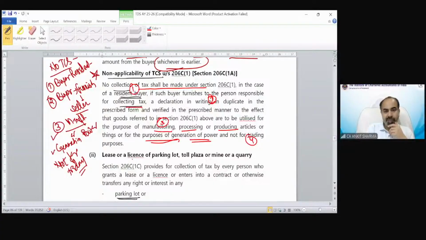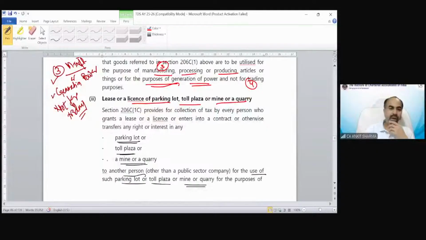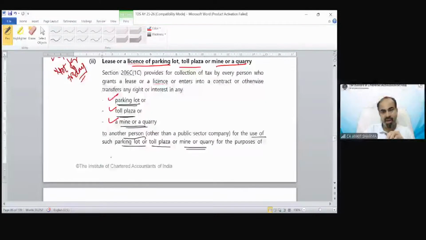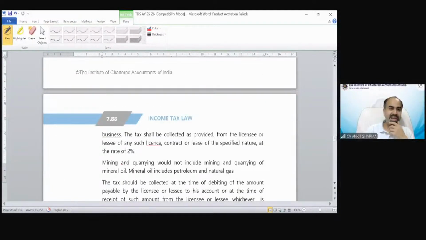Other tenders are for parking lot, toll plaza, mine, or a quarry. So if you are into these three businesses, parking lot, toll plaza, or mining or a quarry, in that case, the TCS rate would be 2%. All three would be the same. This is also for your reading purpose.